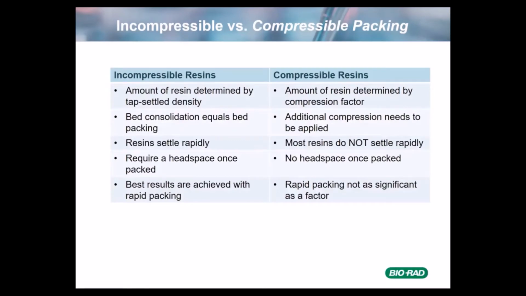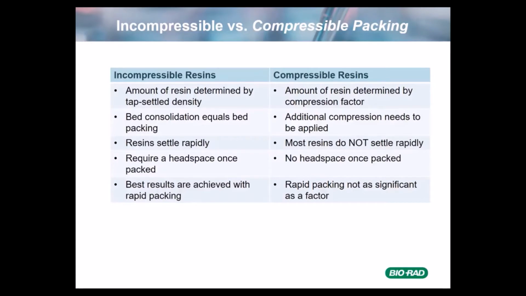So, incompressible resins, we'll start with first. The amount of resin that you need to put into a column is determined by the tap settle density. That is, the number of mils that a gram of resin will occupy. Bed consolidation equals bed packing, meaning that as soon as the particles are all down at the bottom of the bed, you're essentially done. These resins settle rapidly, so you have to work fairly quickly. They require a headspace once they're packed because since they're incompressible and therefore fragile, you don't want to drive the top flow adapter down into the bed. And again, best results are achieved with rapid packing.